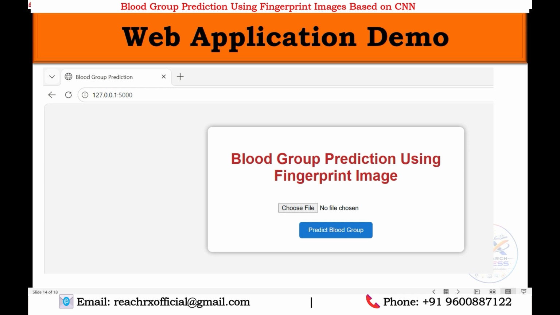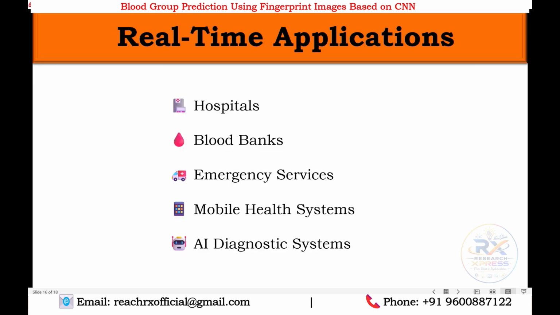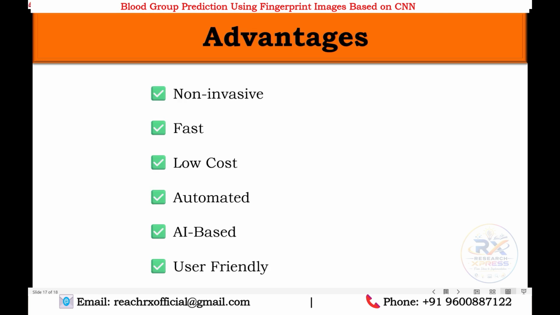Next, we discussed the web application demo. We choose the file and predict the blood group for the image. Finally, what is the need for this fingerprint based analysis in hospitals? It is a real-time application. It can be used in hospitals, blood banks, emergency services, mobile health systems, and AI diagnosis systems. The advantages are fast, low cost, automated, AI based, and user friendly. It will immediately analyze the blood group. We can easily find out the blood group and treat the patient immediately.